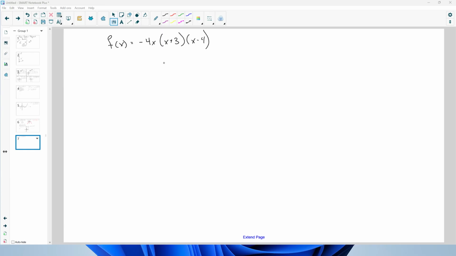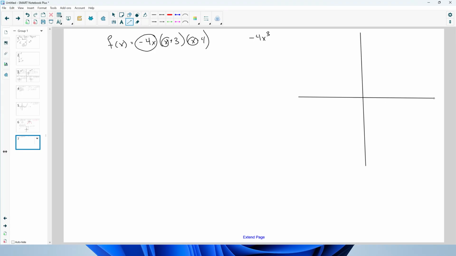So I'm going to show you the trick that I did with my y-intercept. I didn't get to do it last time. So what I'm going to do first is I'm going to say, okay, let's first find what my degree is. In this case, it's -4x cubed. So what does that tell me? That tells me that in my graph, I'm going to start up here, and I'm going to end down here, because it's a cube and it's negative.